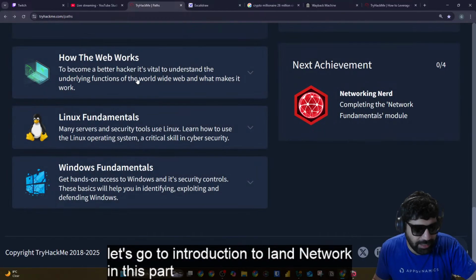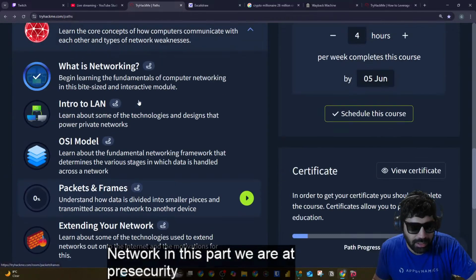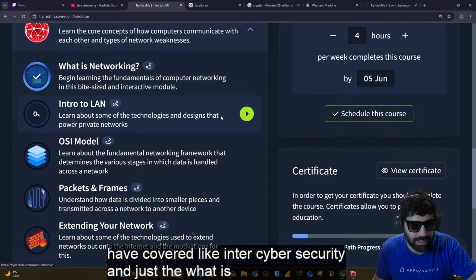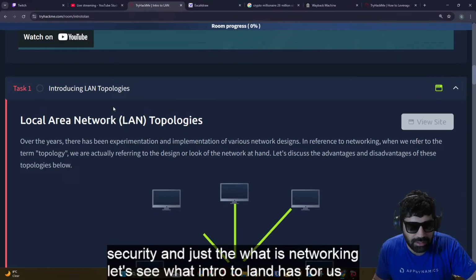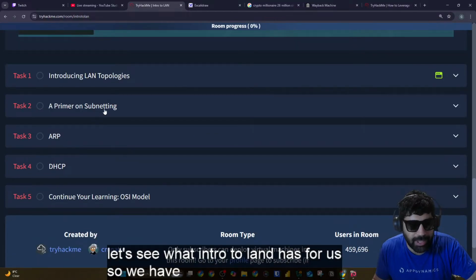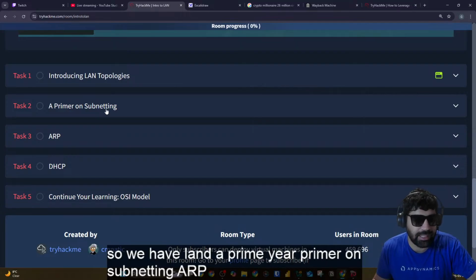Now let's go to Introduction to LAN Network. In this path, we are at PreSecurity. We have covered intro to cybersecurity and what is networking. Let's see what intro to LAN has for us. So we have LAN, a primer on subnetting, ARP, DHCP, and continuing the OSI model.